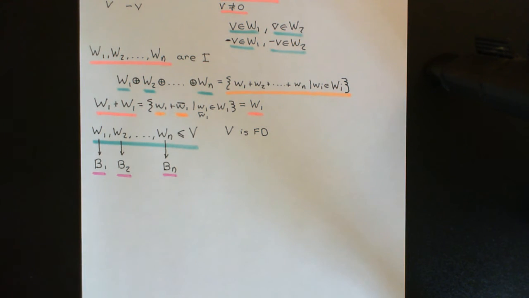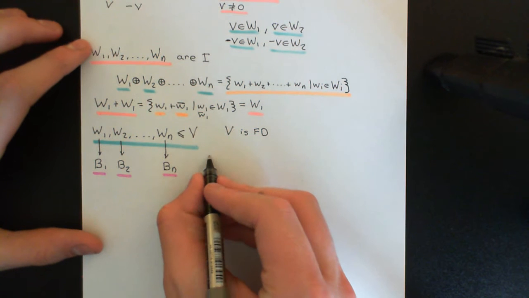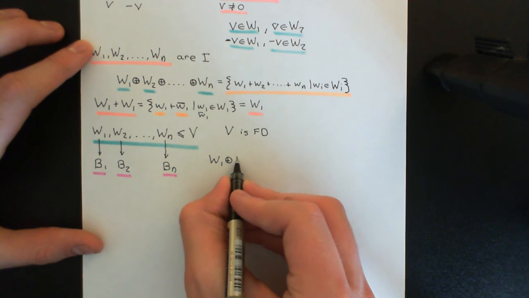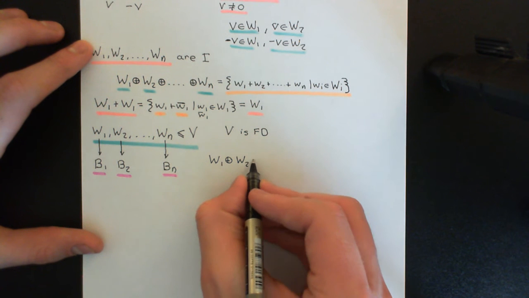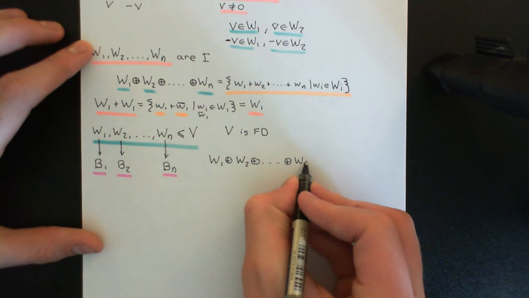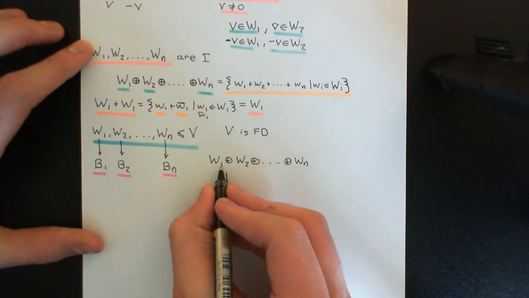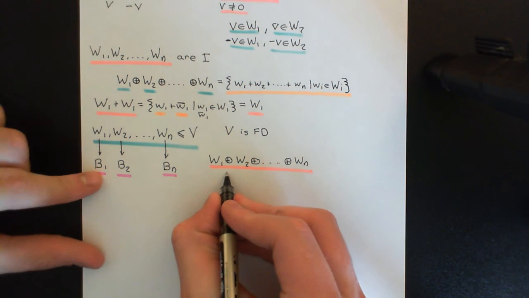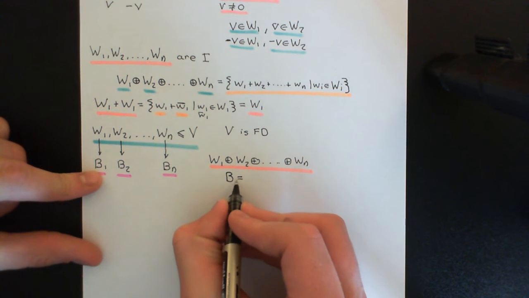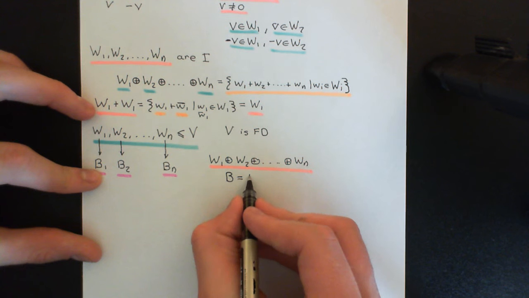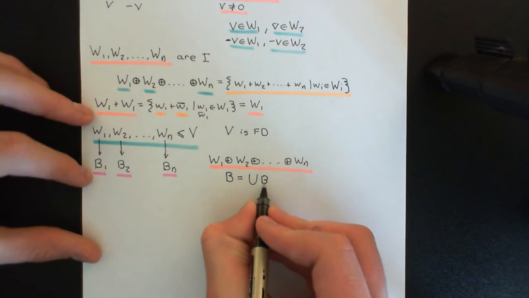My claim then is that if these are all independent, then this new subspace that you construct by taking the direct sum of all of them, W1 plus W2 all the way up to plus Wn, I can construct a basis for this new subspace, the direct sum of all of these independent subspaces, by taking the union of all of these bases. So I'm going to construct a master basis, the basis for this new thing that I've constructed here, by unioning together all of these bases here.